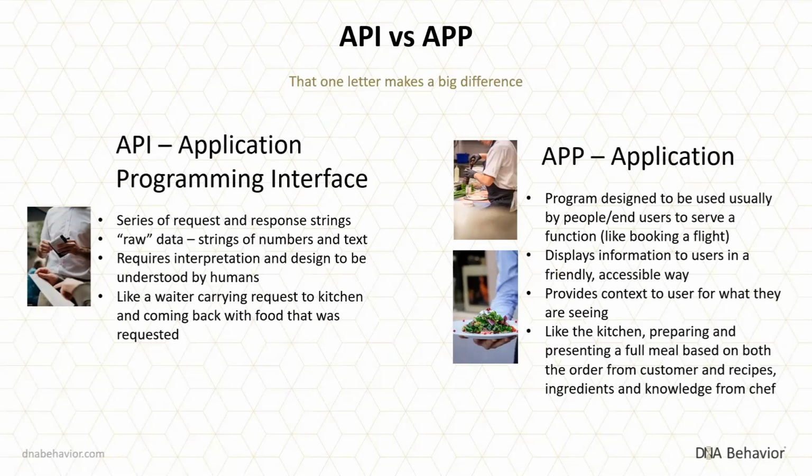So the program is designed usually by people to function with a display that's friendly and accessible for you to use, that provides context for what you're seeing on the screen. The API will have its own internal context, but if you just saw data from an API, you probably wouldn't really understand it, or it would be very difficult for you to interpret on its own.